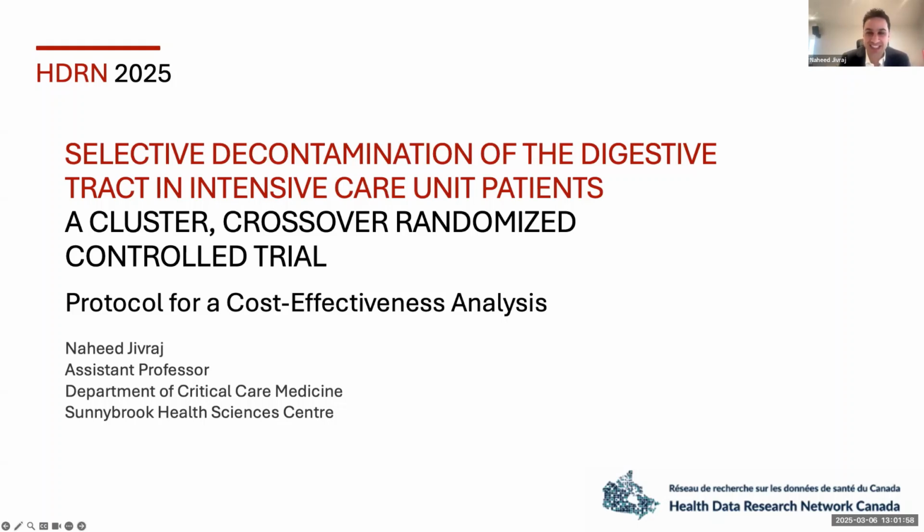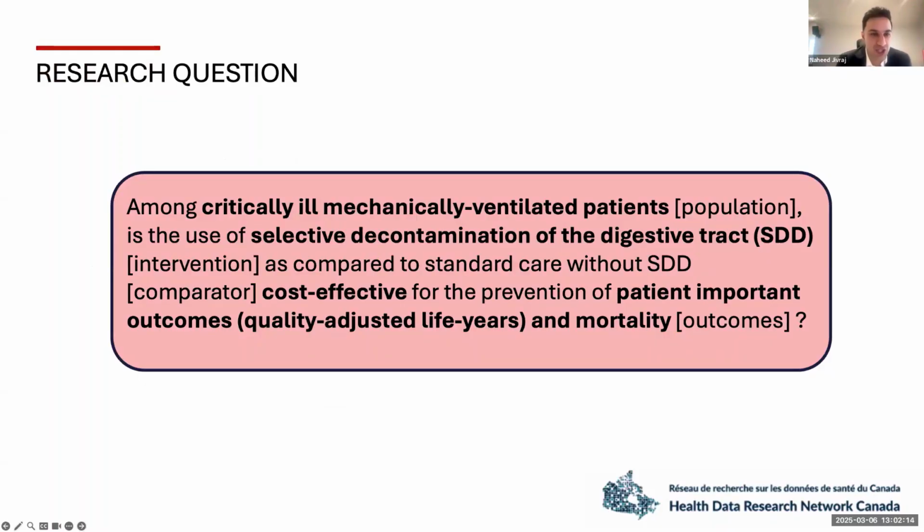Today, I have the opportunity to discuss our protocol for a cost-effectiveness analysis that we designed alongside the selective decontamination of the digestive tract in ICU patients cluster crossover randomized control trial. Our research question is, among critically ill mechanically ventilated patients, that's our population, is the use of selective decontamination of the digestive tract, or SDD for short, as compared to standard of care without SDD, cost-effective for the prevention of patient-important outcomes like quality-adjusted life years and mortality.